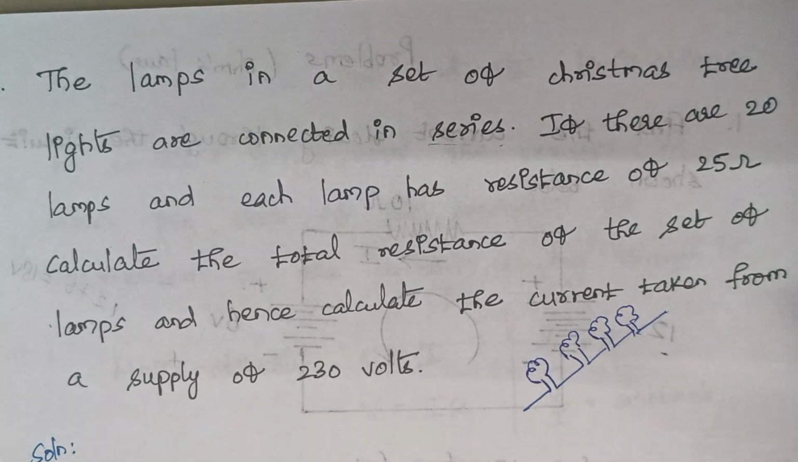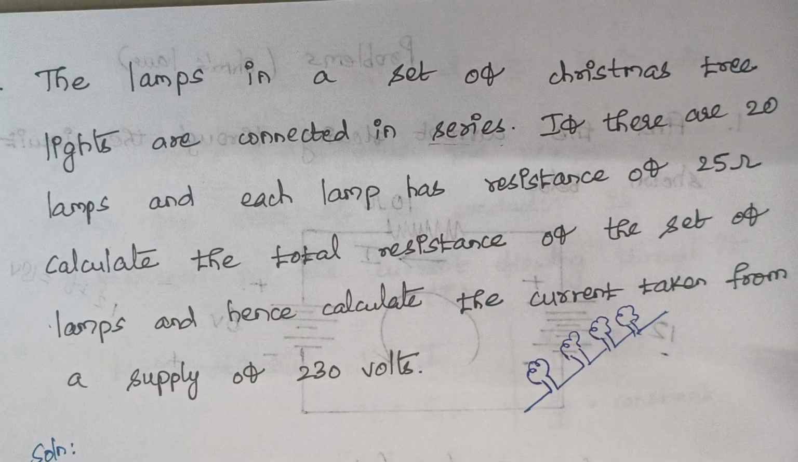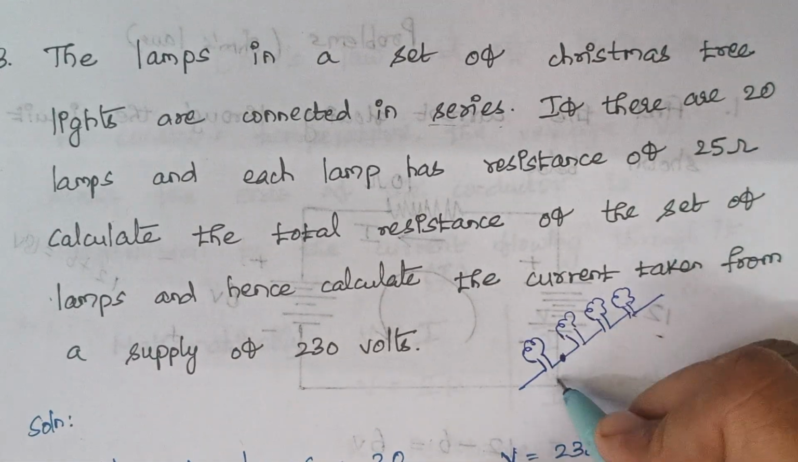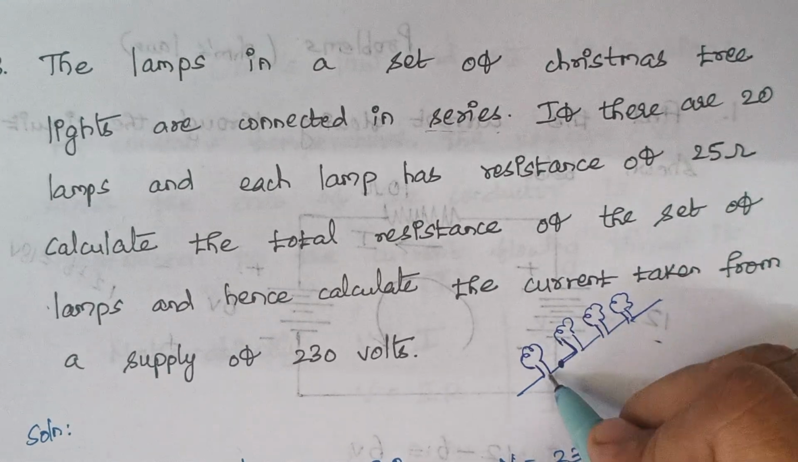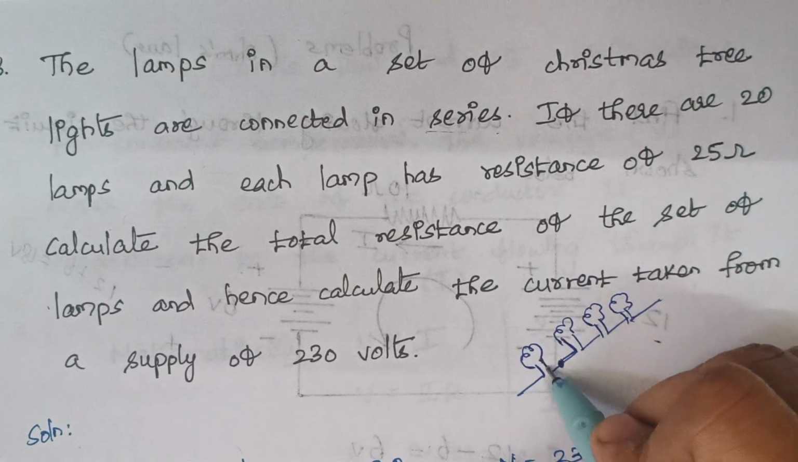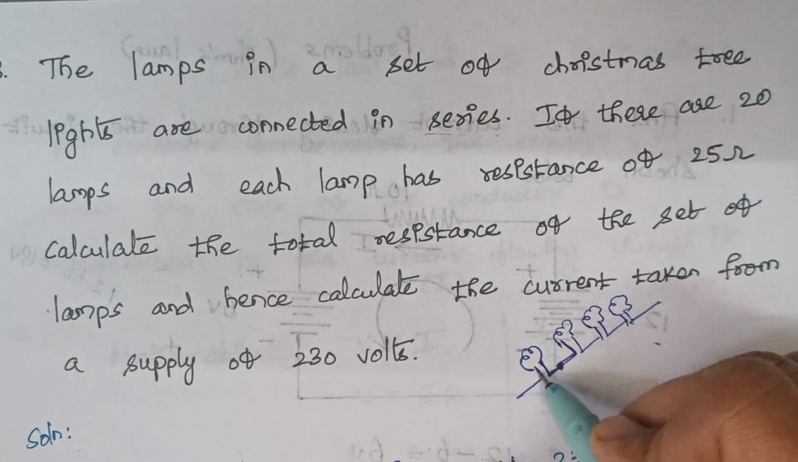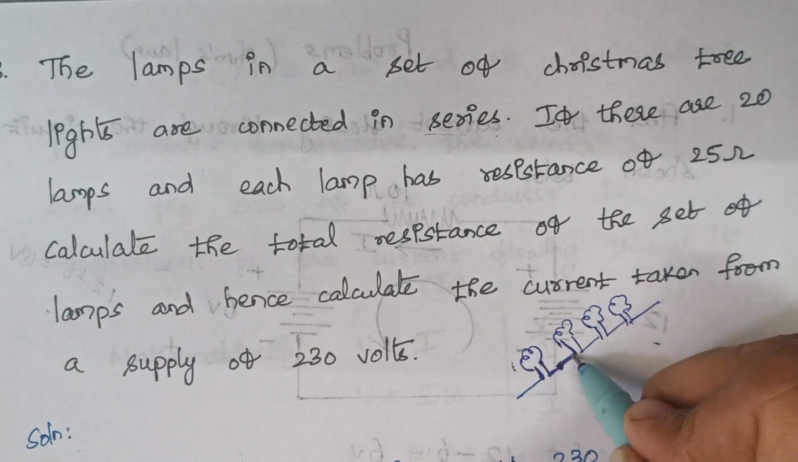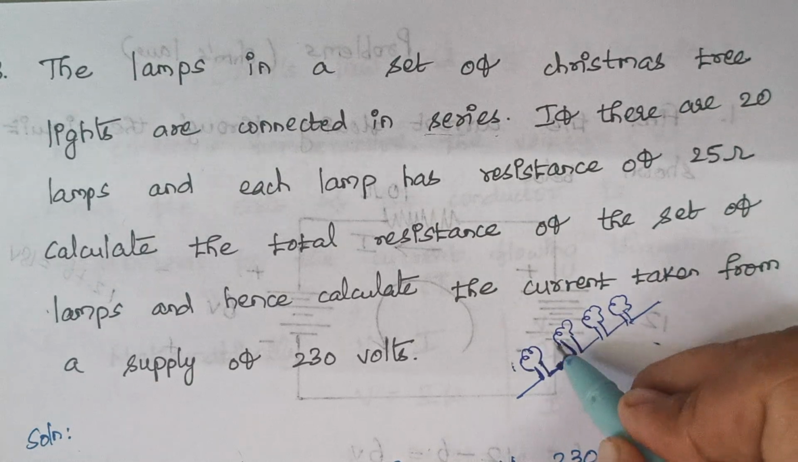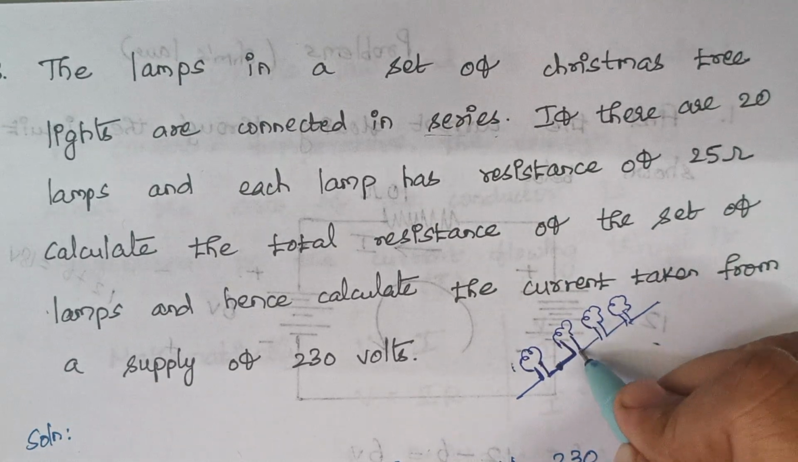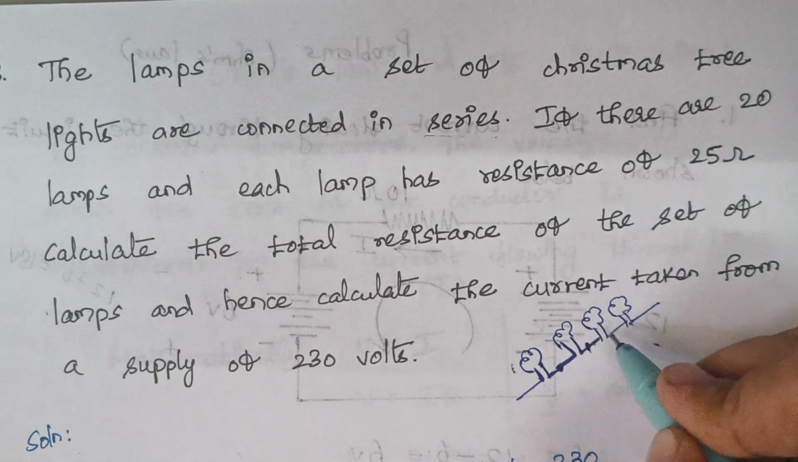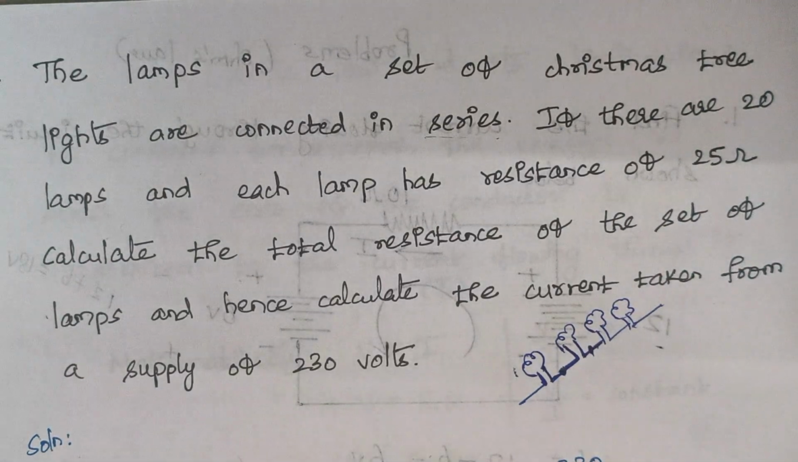In other words, the ending point of one bulb becomes the starting point of the other. You see, here this is the ending point of bulb 1. Now this ending point becomes the starting point of the next light. Similarly, the ending point of the second light becomes the starting point of the third light. So this connection is known as series connection.